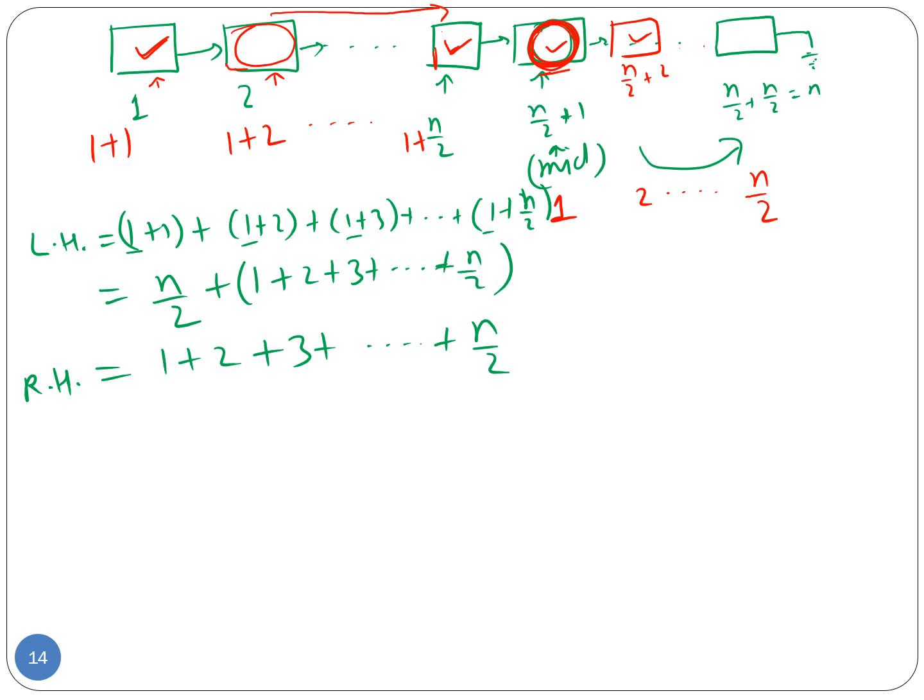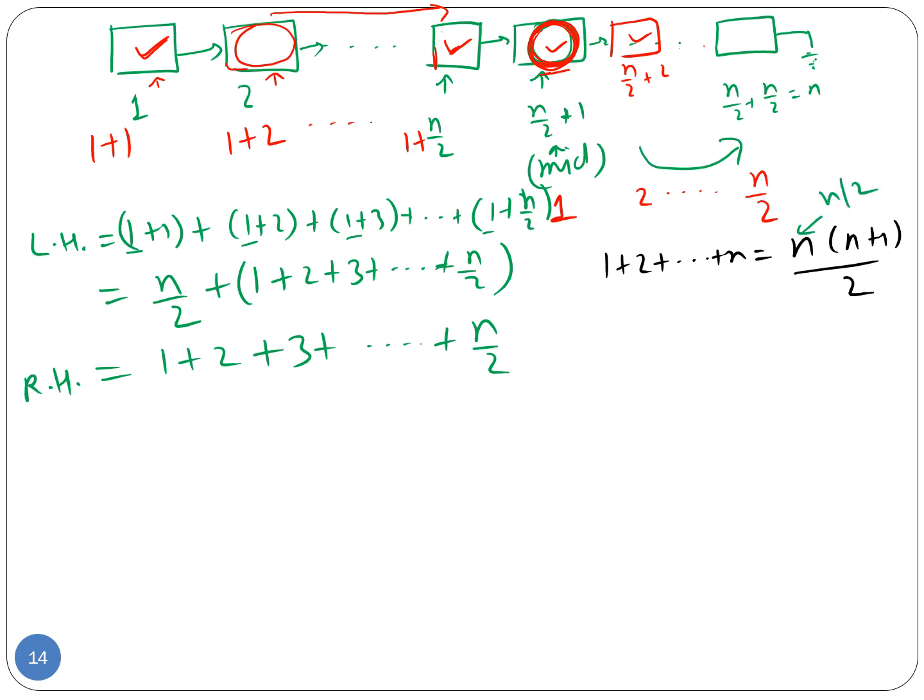Okay, so we can get the total sum by simply using the result for the sum of the first n numbers. We know that the sum of this series 1 plus 2 plus 3 and so on up to n is given by n into n plus 1 divided by 2. So in this case, just substitute n by 2 instead of n here, right?